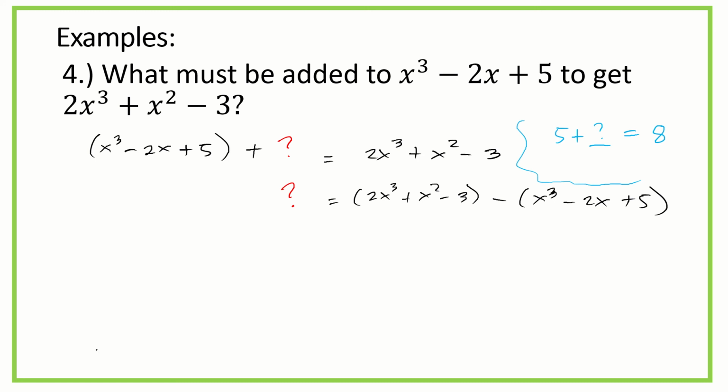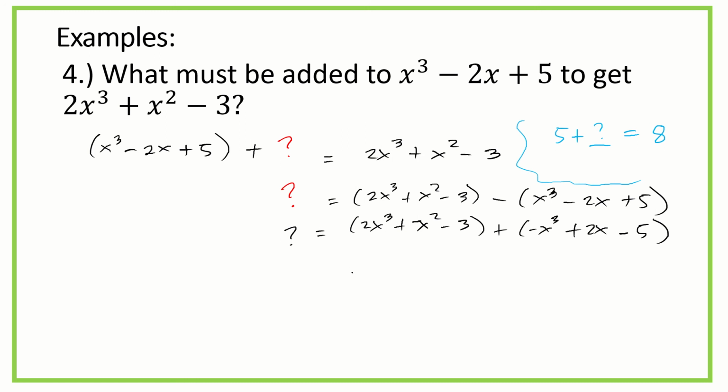So let's do this. Copy our 2x. I forgot, this is a minus. So that means we need to change the minus to a plus and then get the opposite of each term. So from positive x cubed, negative x cubed. From negative 2x to positive 2x. From positive 5 to negative 5. By the way, this is already in standard form, so no need to rearrange them.